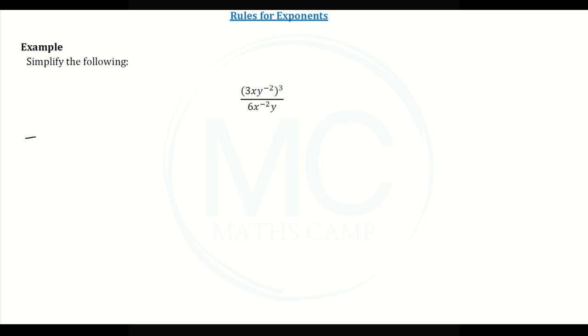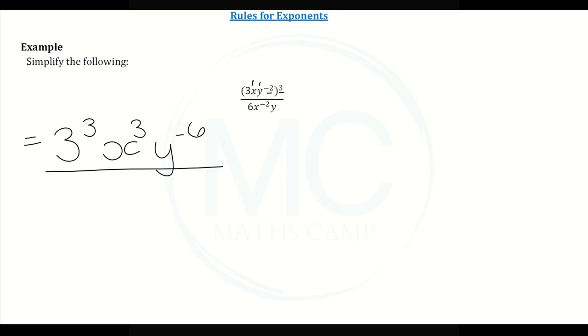So in this case, we have 3 to the power of 1 to a base of 3. 1 multiplied by our exponent of 3 gives us 3 to the power of 3. We have x also with an exponent of 1. 1 multiplied by 3 is 3, so we get x to the power of 3. Then we have y with an exponent of negative 2. Negative 2 multiplied by 3 gives us an exponent of negative 6. In our denominator, we can leave it as it is. And we have 6 x to the power of negative 2.